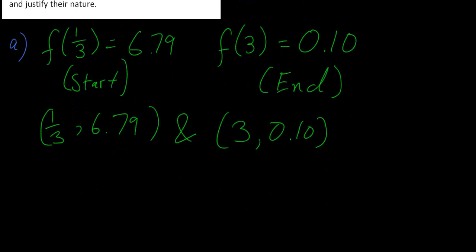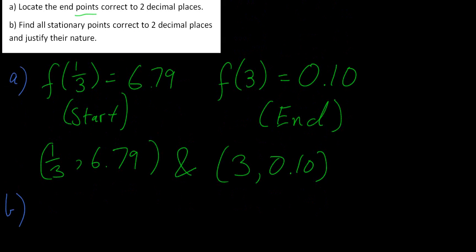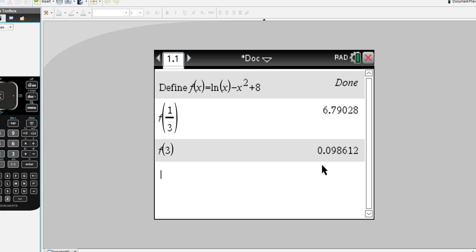For part B over here, write this down. Scroll back to the question. Find all stationary points to two decimal places and justify their nature. Now, of course, if you want to find stationary points, what we're going to do is set f dash to 0. So first of all, we need to find what f dash is on your CAS.